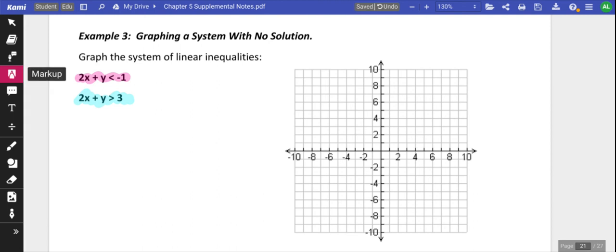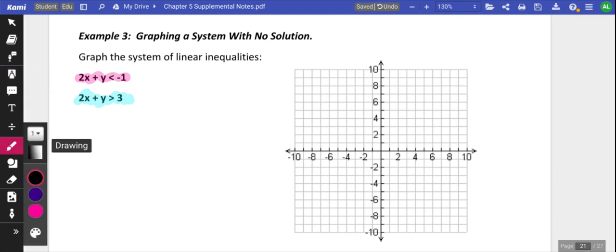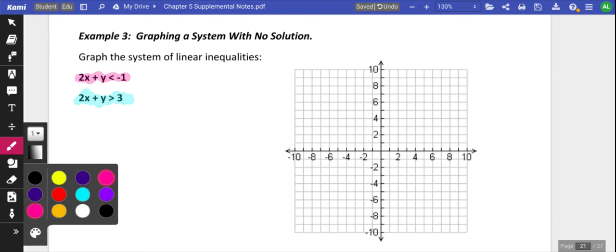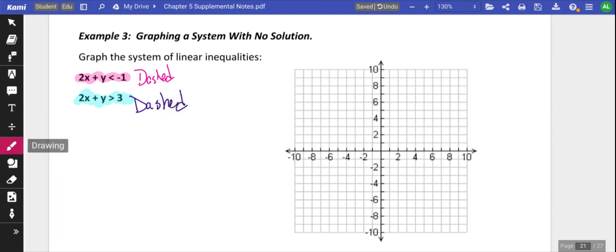All right, so first off, we know that neither of these has an "or equal to," so they're both going to be dashed lines. I just want to think of that before anything else, otherwise it's super easy to forget. And then I want to take each one and change it into slope-intercept form. So let's start here with 2x plus y less than -1.